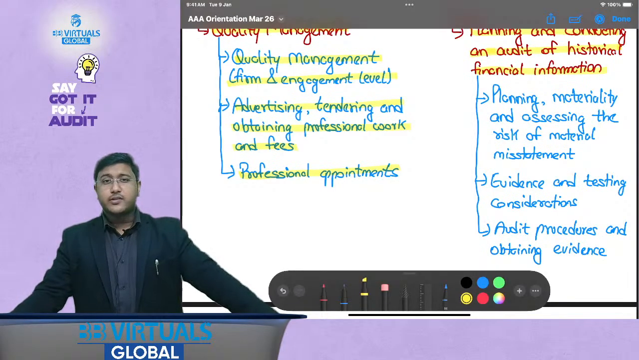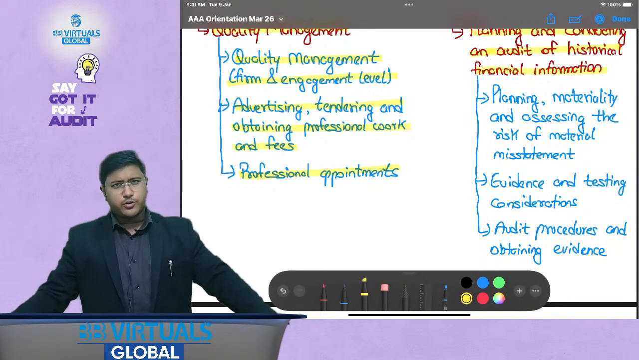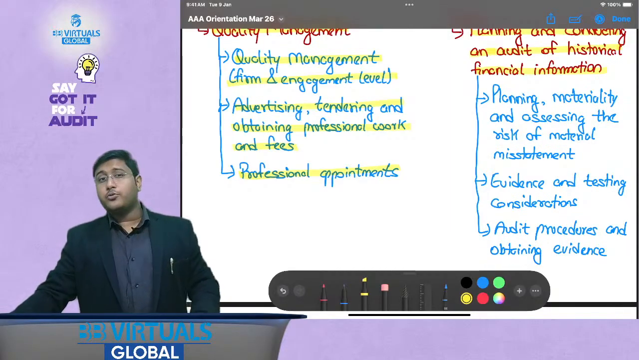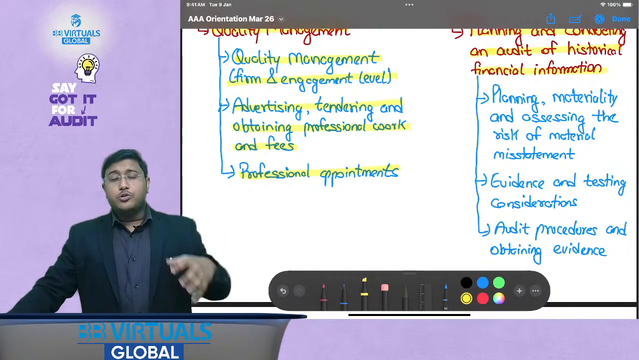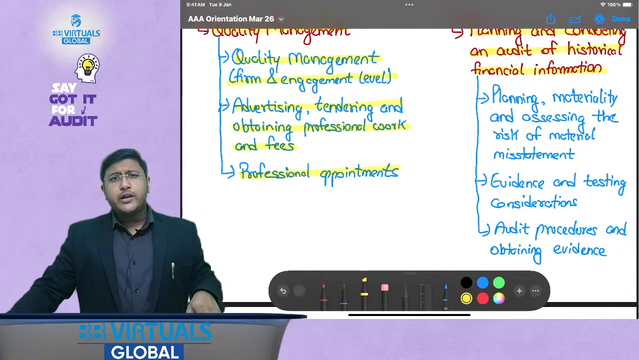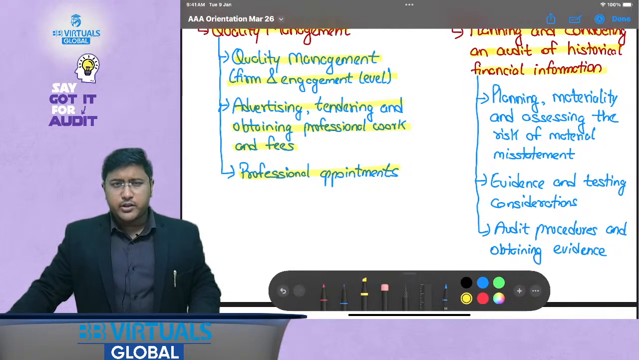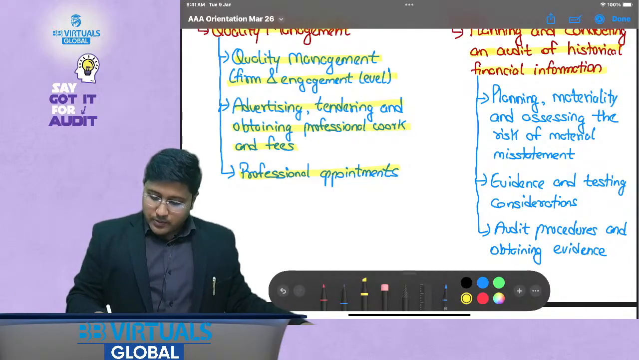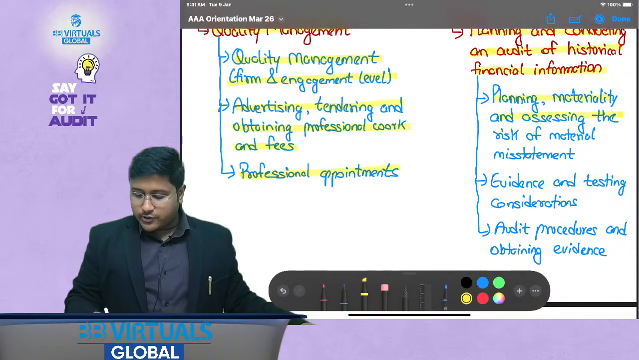Then planning and conducting an audit of financial statements. Here we are going to discuss the ISA 300 series majorly, where we talk about how you plan for an audit. We talk about where and how we need to identify the risk, how we need to assess the risk, how we need to evaluate the risk, how we need to respond to the assessed risk. So planning, materiality and assessing the risk of material misstatement.